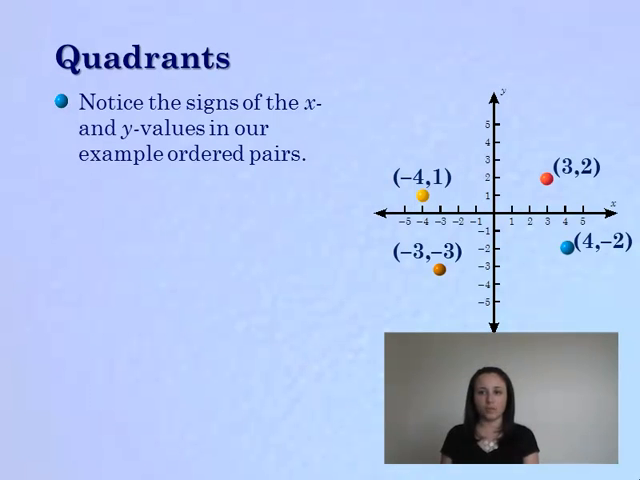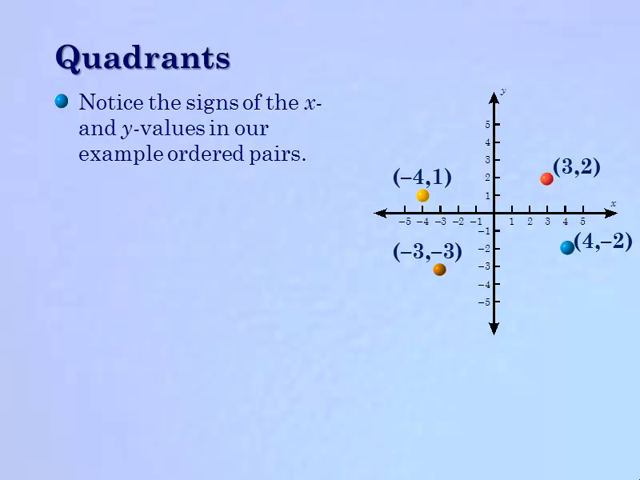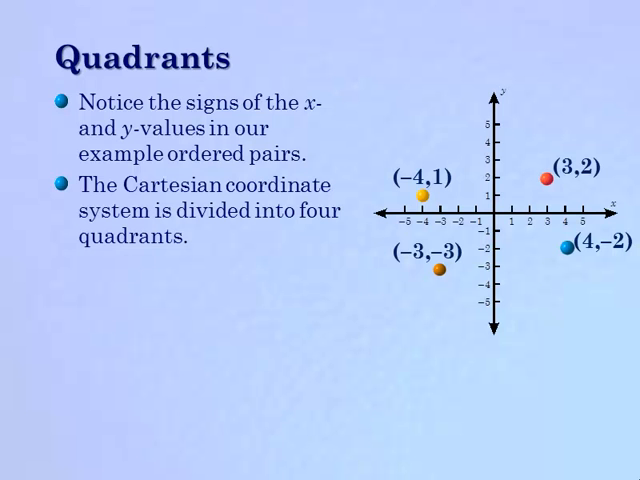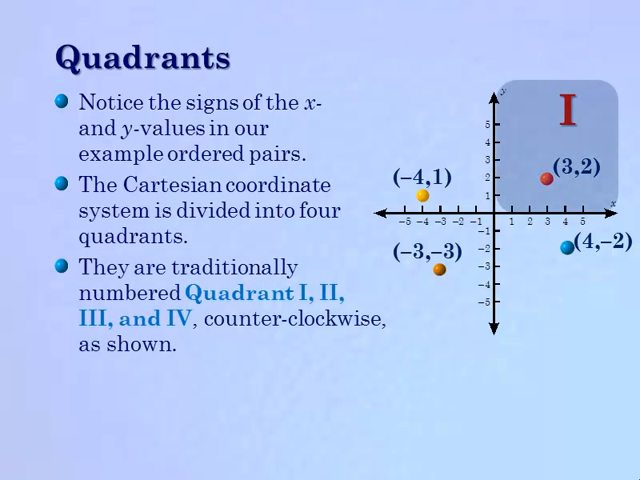Notice the signs of the x and y values in our example ordered pairs. We have examples that are both positive, and we have examples that are negative and positive. We have x's that are negative and y's that are negative, and we have y's that are negative and x's that are positive. The Cartesian coordinate system is actually divided into 4 quadrants because of those signs that you see on the numbers. They are traditionally numbered quadrant 1, Roman numeral 1, Roman numeral 2, Roman numeral 3 for quadrant 3, and Roman numeral 4 for quadrant 4.